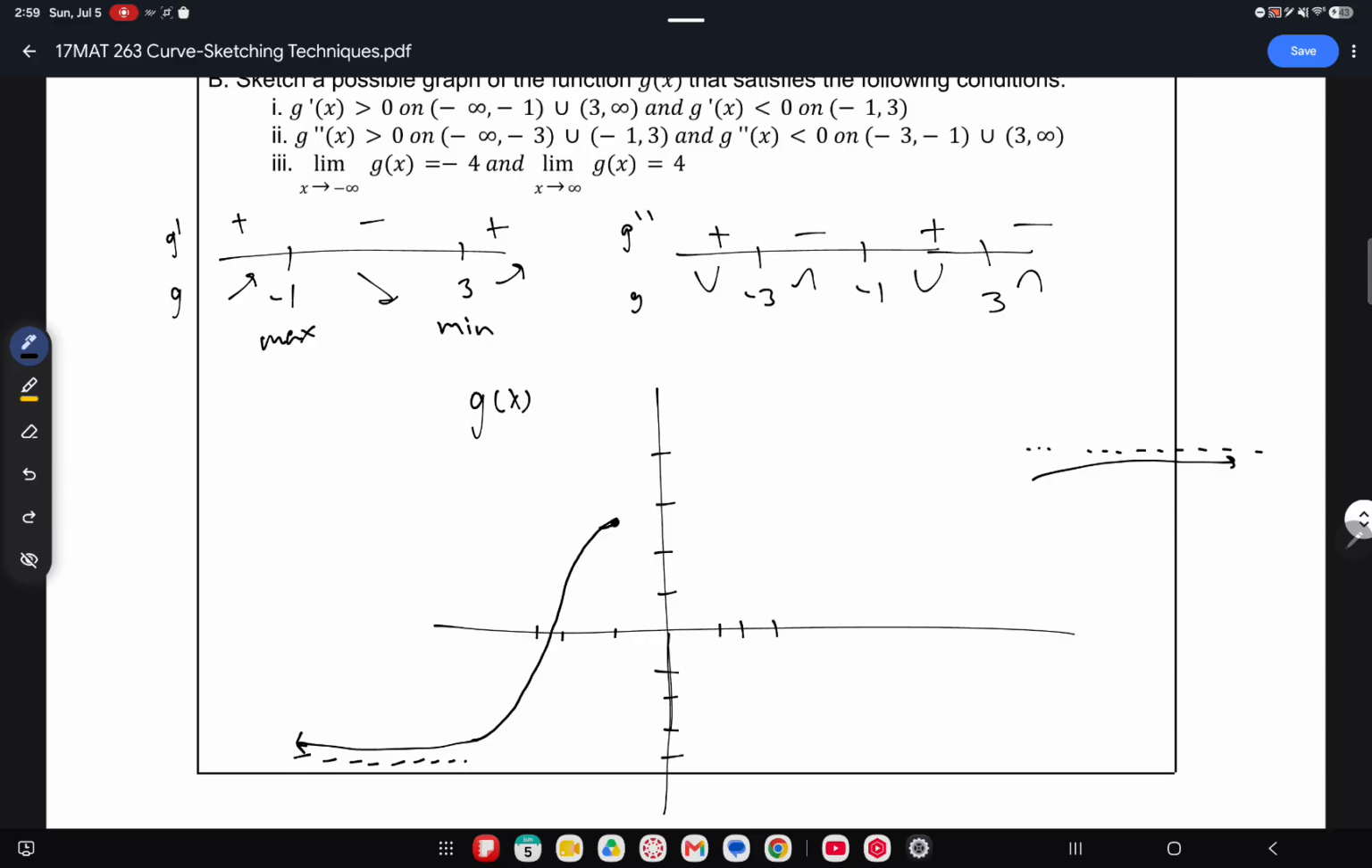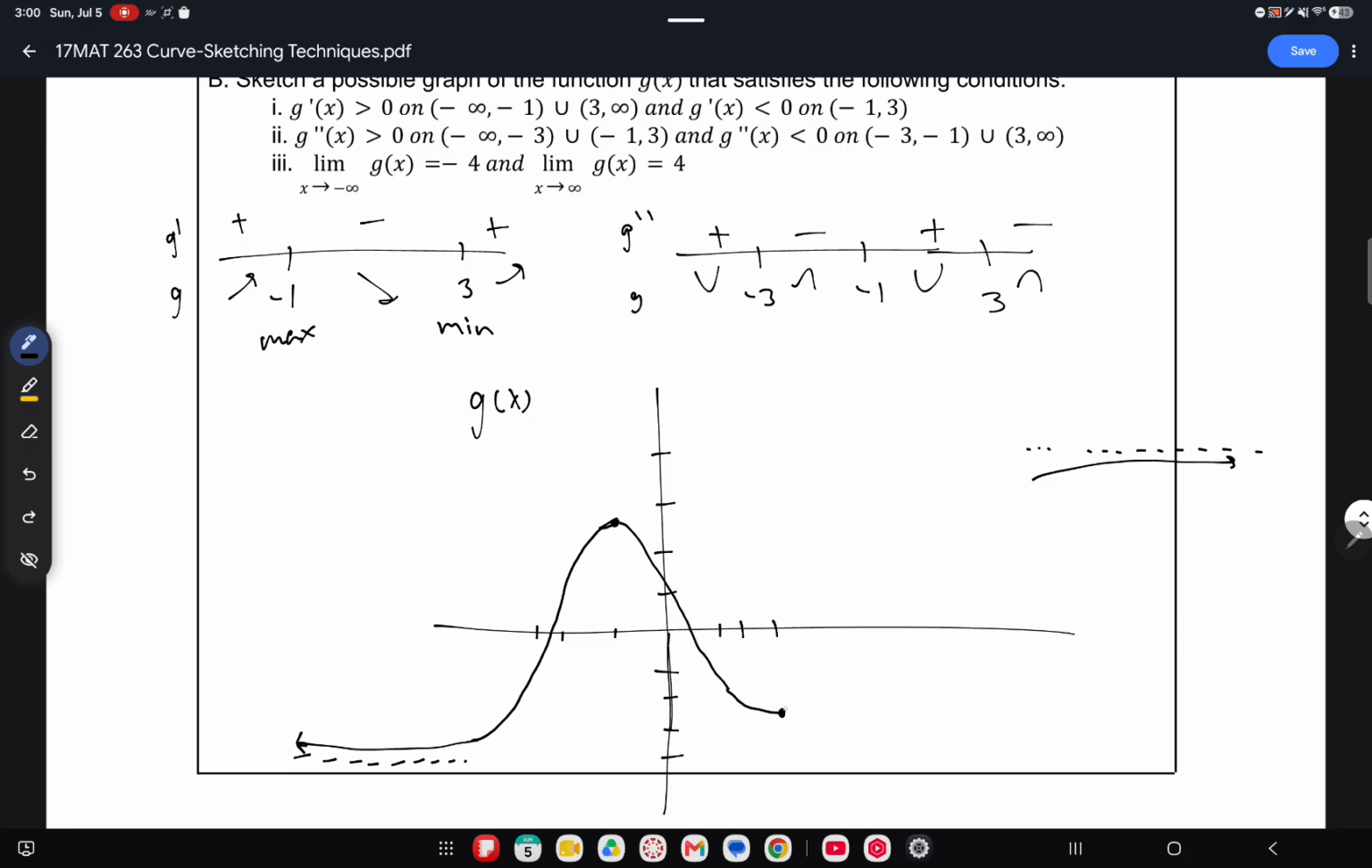So if you're following along, let's not draw it until I am completely done. So, all right, at 3, we have a minimum. So, all right, and we are decreasing.